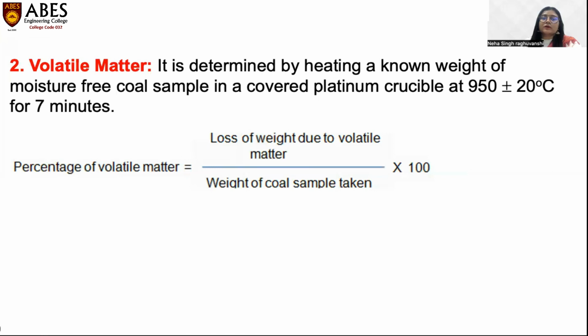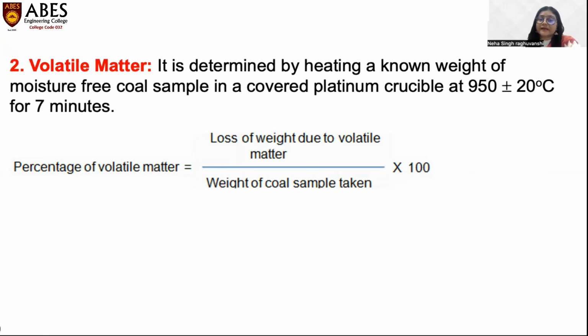Now we'll go to the volatile matter determination. In this method, we determine how much volatile gas is trapped inside the coal. Volatile matter too does not contribute to the calorific value because it does not burn. It is simply gases trapped in the coal, which, when the coal is burned, just move out. They don't burn or contribute to the calorific value.